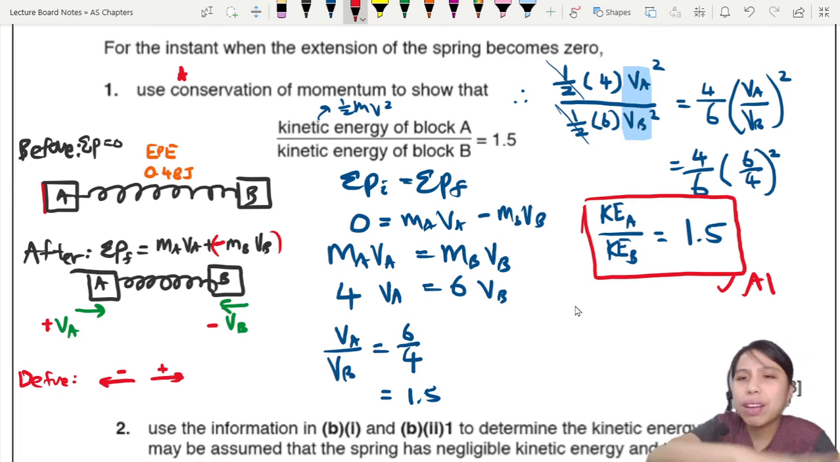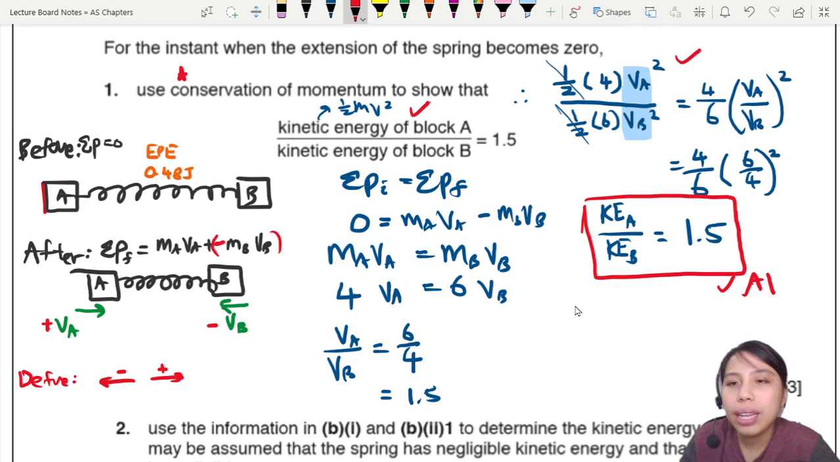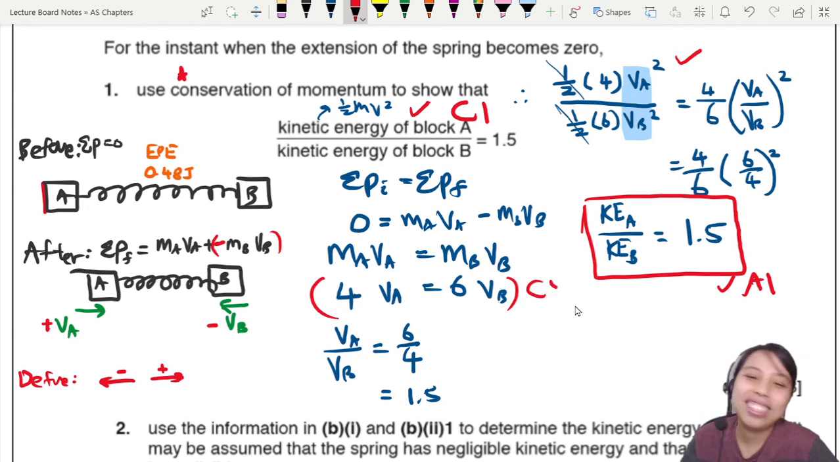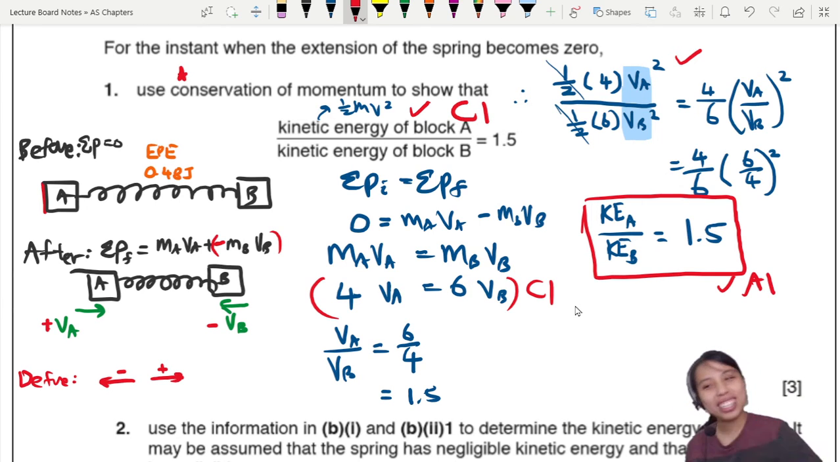Then if you use half mv squared somewhere, whether there or here, it doesn't matter, that will be 1 mark. And then if you use conservation of momentum and you get something like this, mass and velocity equals mass and velocity, that's 1 more mark. So 3 marks for this question.